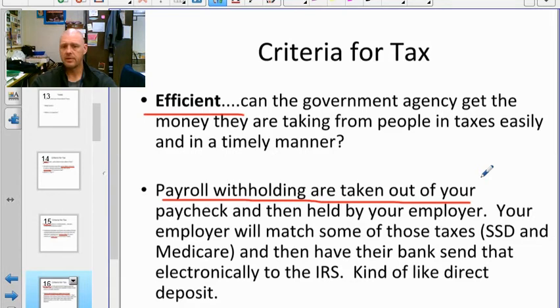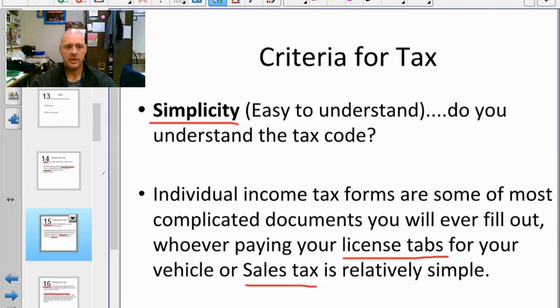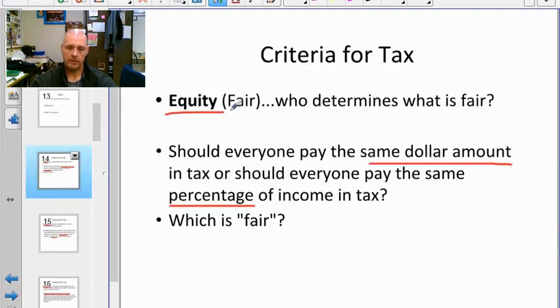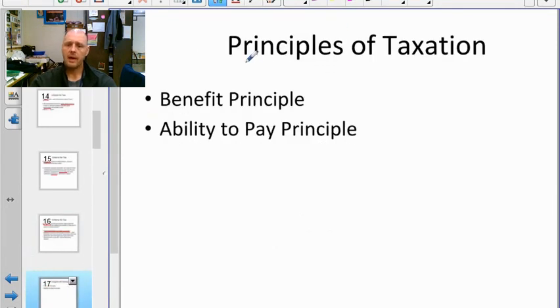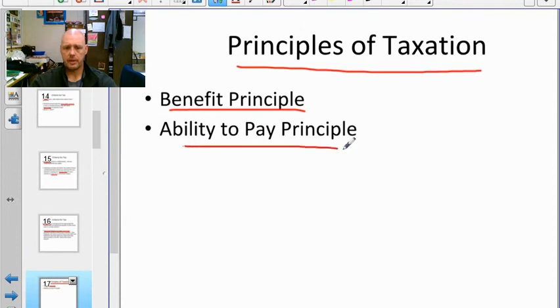So 3 criteria for tax. Is it efficient? Is it easy to understand? Is it equitable, right? Fair does not mean equal. We have a couple ideas, principles of taxation. You have your benefit principle and you have your ability to pay principle. Your benefit principle is more your sales tax idea, right? If you get the benefit of buying whatever it is, you should pay the tax on it.